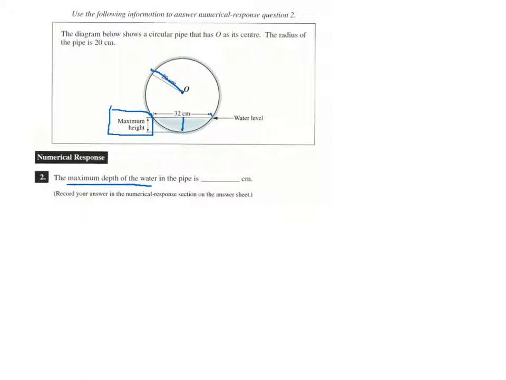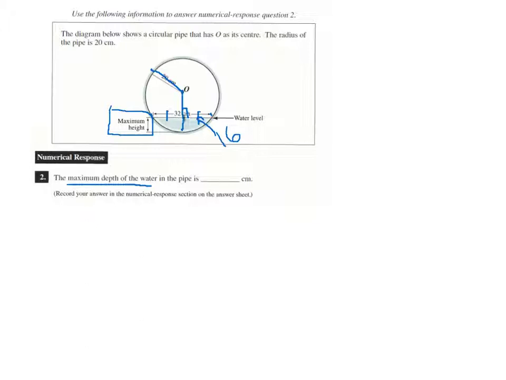We realize that with a line coming straight down, we generate a perpendicular bisector of the chord with the radius. This will give me a bisected line and a 90-degree angle. If the chord is 32 centimeters long, then the bisected line will be 16.